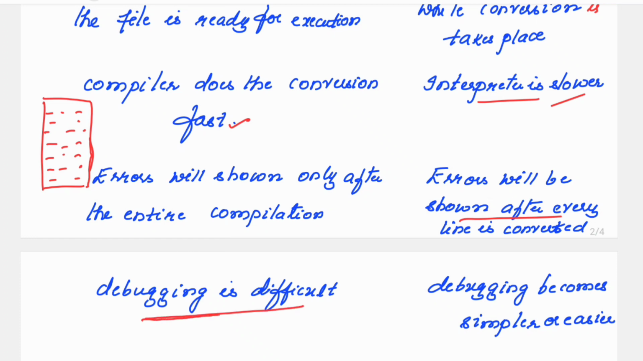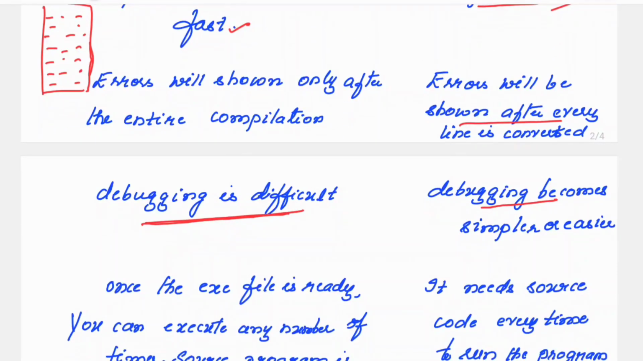Debugging is difficult if the translator is a compiler, because once it compiles the entire program and gives you the list of errors, correcting all those errors, that is debugging, becomes quite difficult if it is a huge list. But in case of interpreter, debugging becomes simpler, as you are going to see the errors after every line, and immediately the user or the programmer is going to debug those errors.